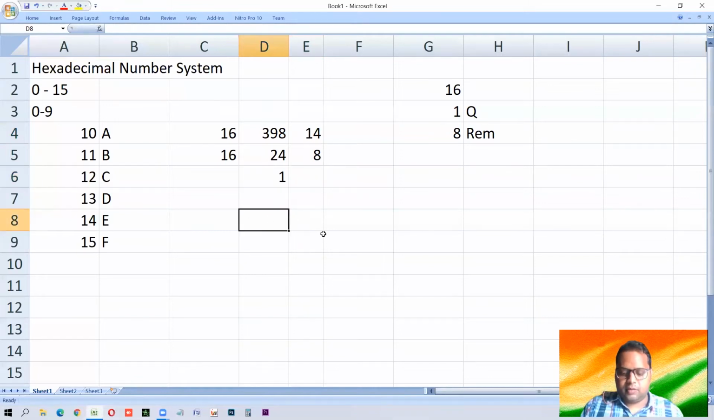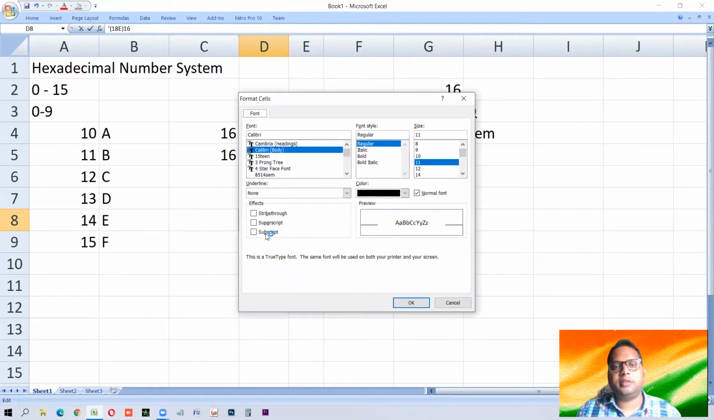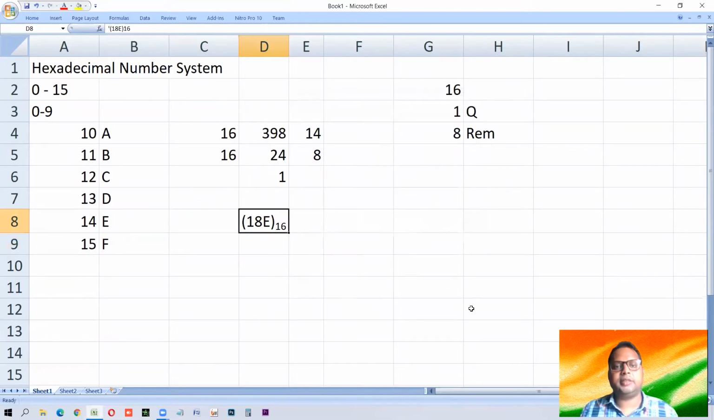1, 8 and 14. But what did I say about 14? This 14 we do not have to write like this. What do we have to write? For 14 we have E. So we'll write E here. So this has to be base 16, and should be written like this. And of course, this is equal to 398, which is base 10. So always remember to write like this.